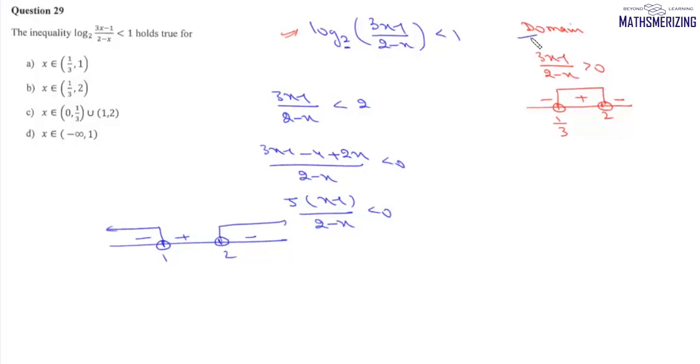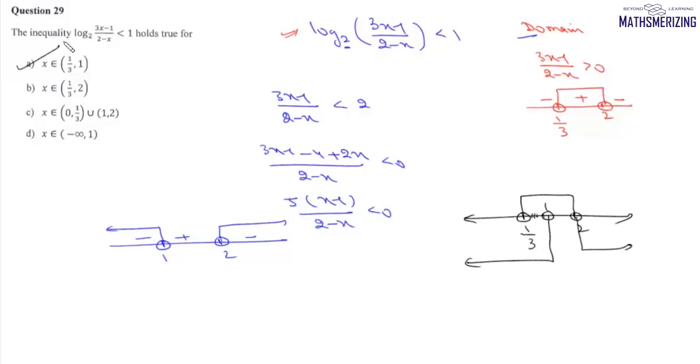Now we'll need to take the intersection of both the conditions. So we'll take both solutions on the same number line. So this is 1 by 3 and 2. So it lies between 1 by 3 and 2. And the second one says it is less than 1 or greater than 2. So the interval which is common to both is when the value of x lies between 1 by 3 and 1. And that's your option number A.